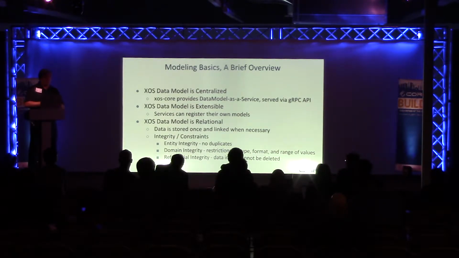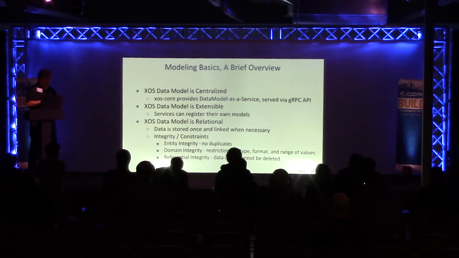The data model is relational. We like to design the system so that data is stored only once and then linked as appropriate. That avoids various consistency problems. So for example, in our CORD, we have the VSG and VOLT services. The VOLT service knows your S tag and C tag. Rather than duplicating that information in the VSG service, we just have a link from VSG to VOLT.